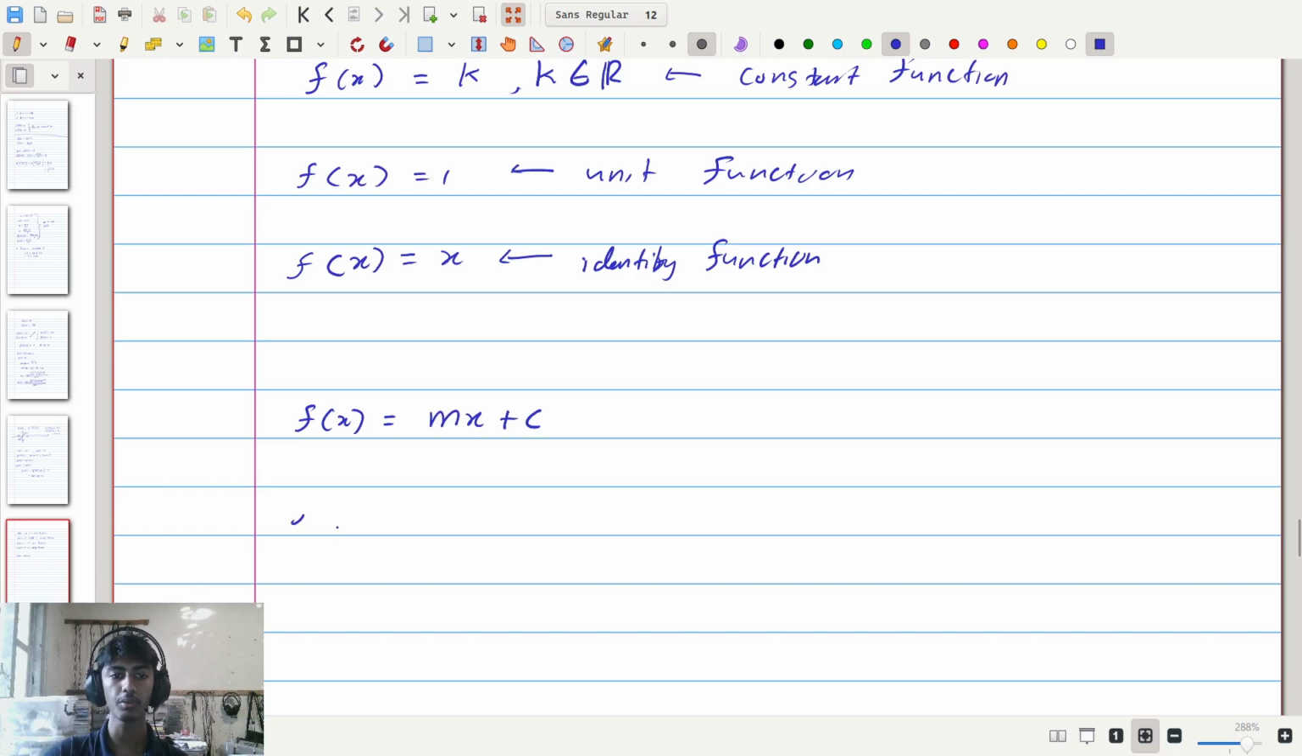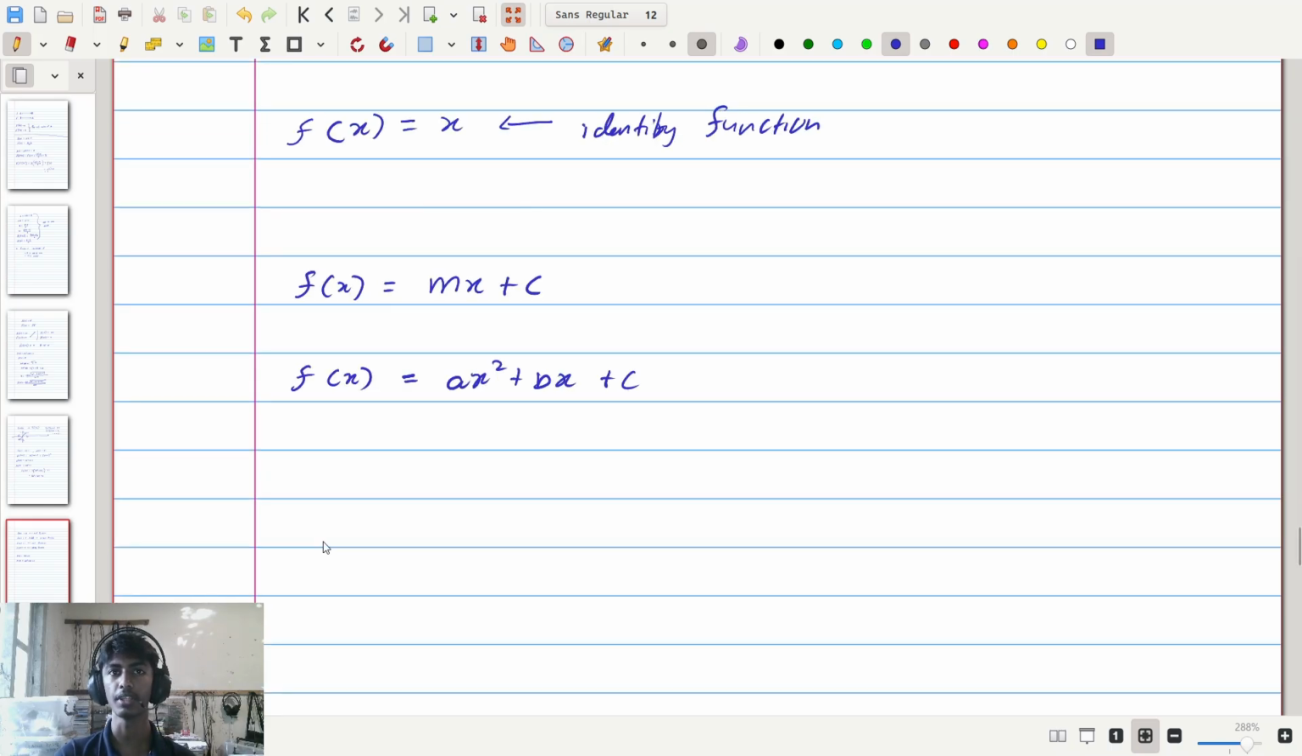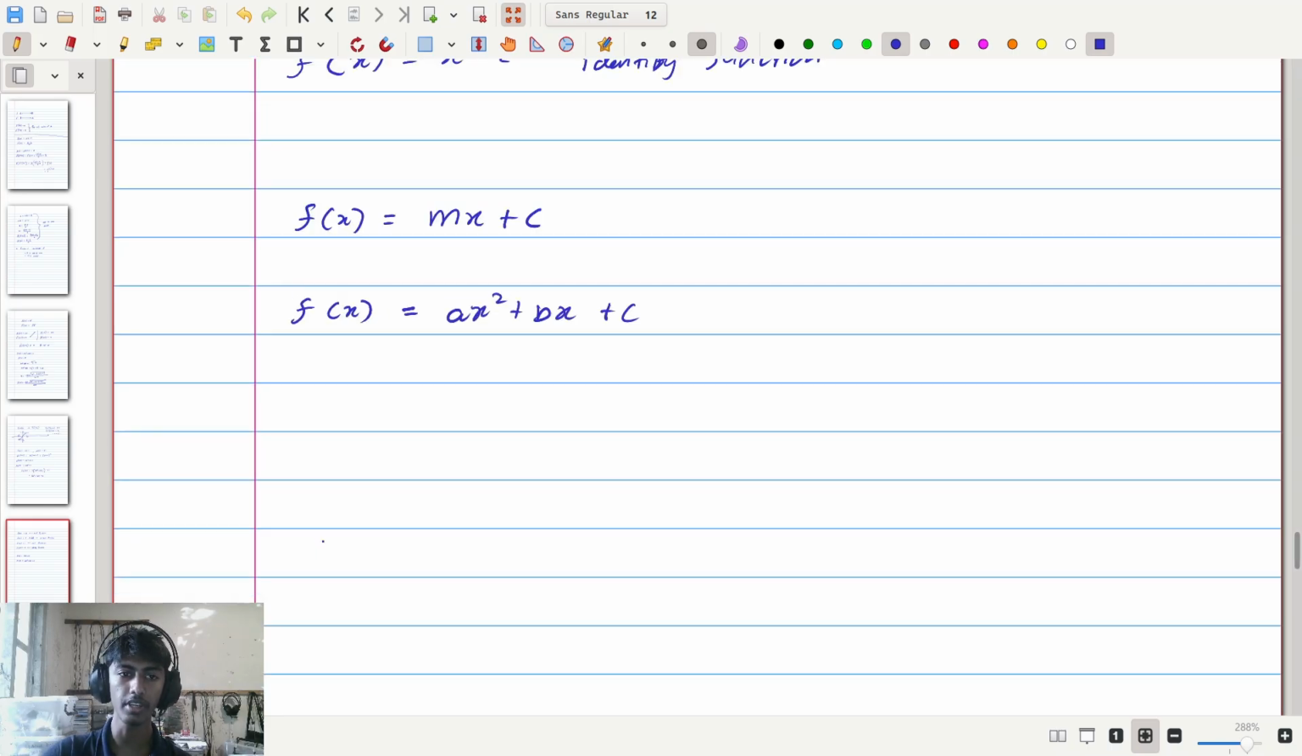Another set of functions that we use are all the higher power functions. For example, f of x equals ax squared plus bx plus c. This function you would no doubt know as a quadratic function because it has a square term in it. The next function on this list would be this function, ax cubed plus bx squared plus cx plus d. This is a cubic function and we can keep going. We can add another term after this and get another highest order term.